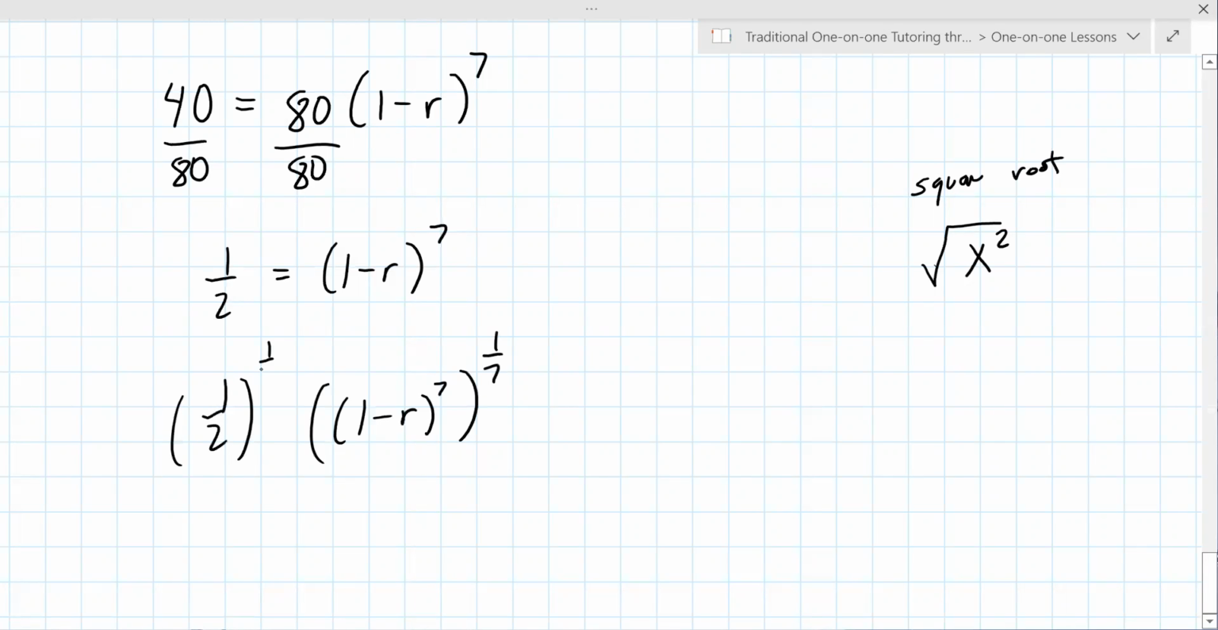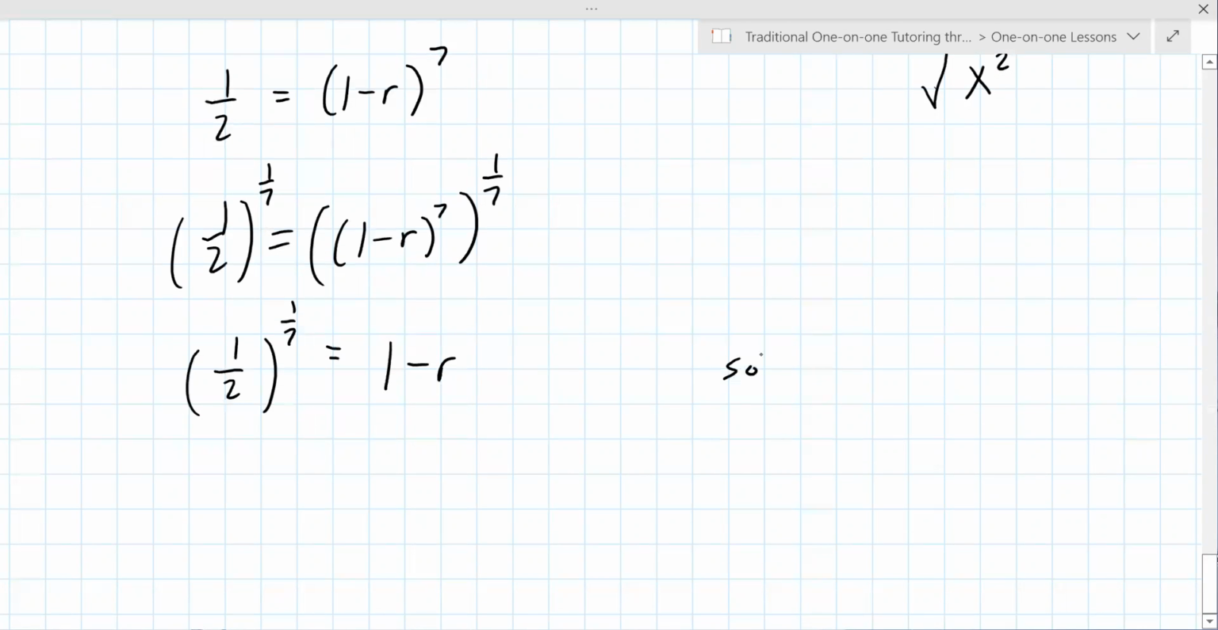So you're actually raising it to a power of 1/7. So it looks like this: 1/2 to the 1/7 power equals 1 minus R. And our goal is to solve for R, or this 1 minus R. But let's not do that.